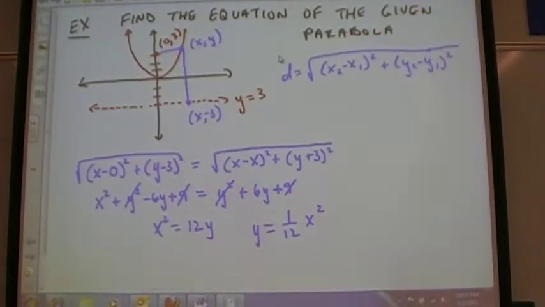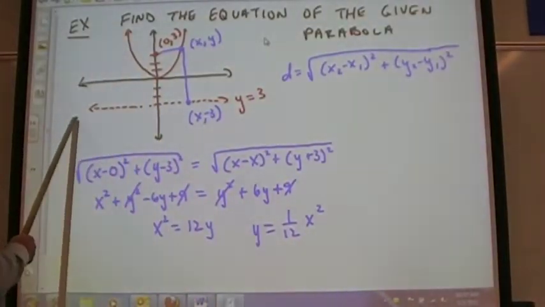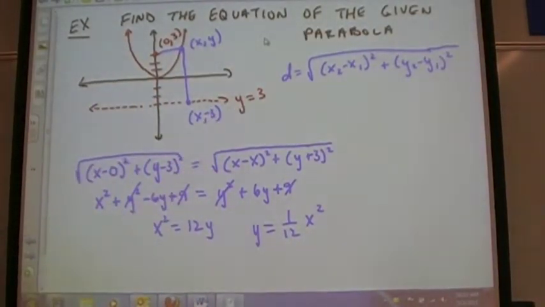Find the equation of the given parabola. All right, what I would give you up there is in red. So the blue, I added to it. So you would be given the red parabola that opens up, the focus of 0, 3, and the directrix at y equals 3. All right, and you had to find the equation.